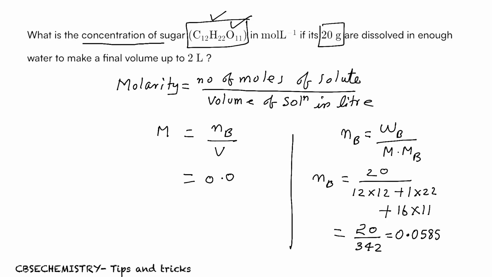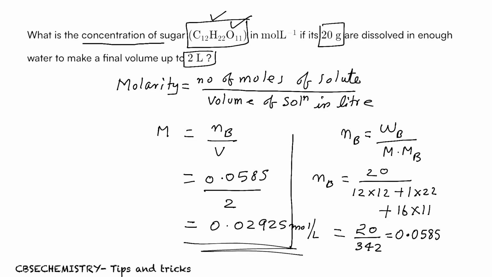Okay, now directly apply that value in the equation for molarity. Molarity is equal to 0.0585. Volume is given in liter. Correct? What is that? 2 liter. And what is our final answer? 0.02925 mole per liter. Hope all of you understand.